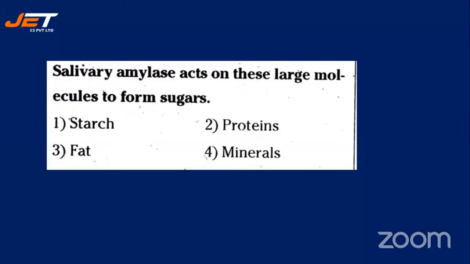Not only that, even intestinal juices also secrete amylase enzyme. So their substrate is actually carbohydrates. Okay. So salivary amylase acts on these large molecules to form sugars. So here sugar is a simple carbohydrate. So among these options, you should check what is a carbohydrate form.